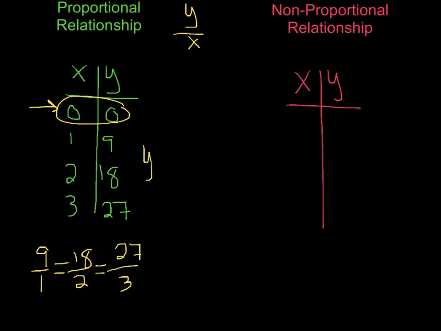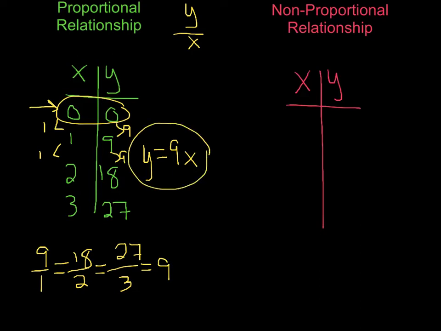And my equation is y equals, divide all of these and you get 9, 9x. Which makes sense because the change in y divided by the change in x is 9, and then the y-intercept is 0, so there's my equation.